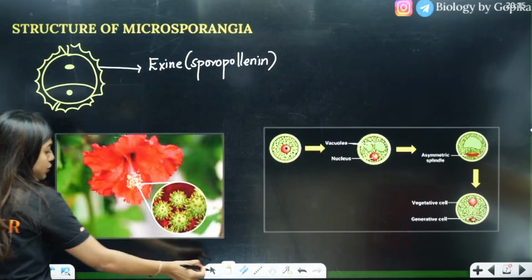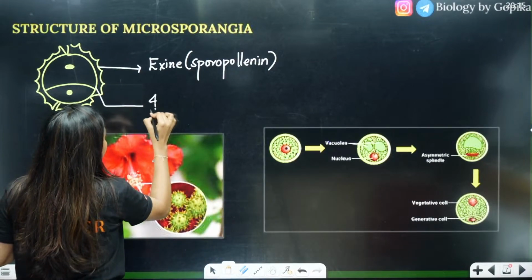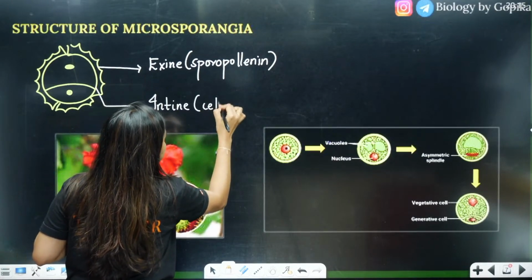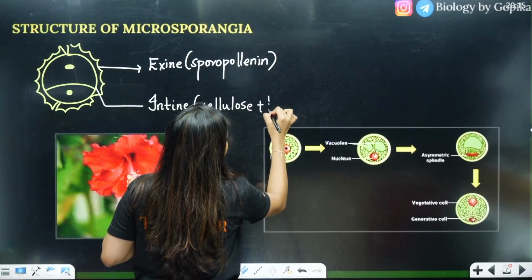Then the next layer which you are seeing here is your intine. Intine is made up of cellulose and pectin, and let me tell you, this could be an MCQ question: cellulose plus pectin.